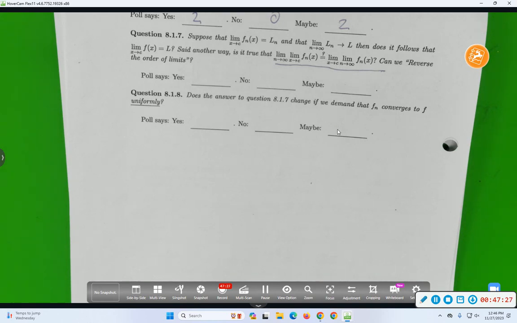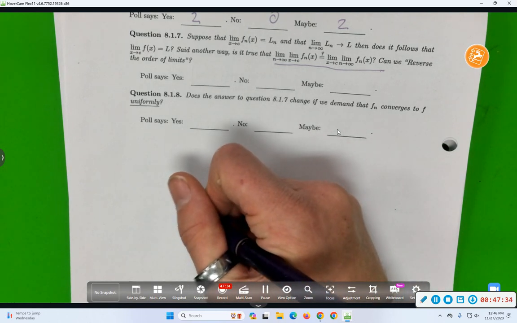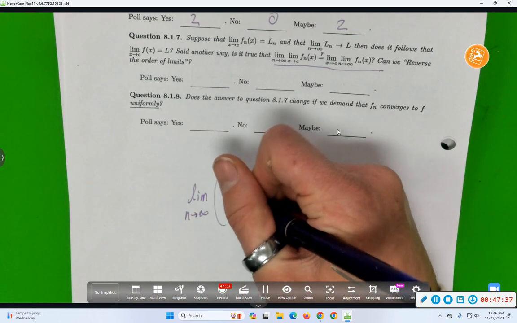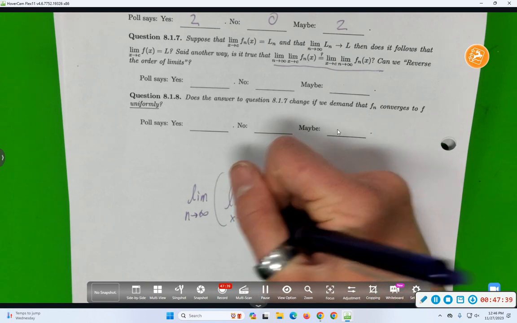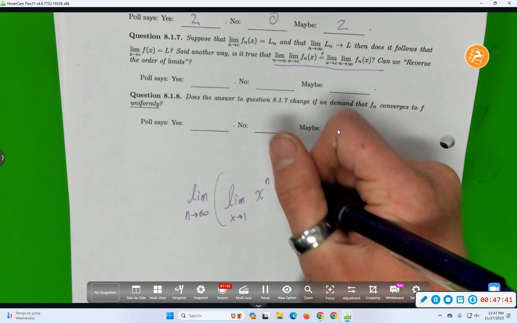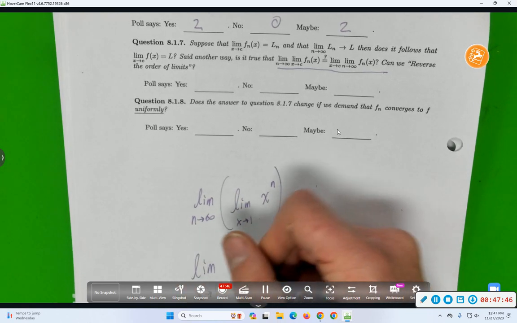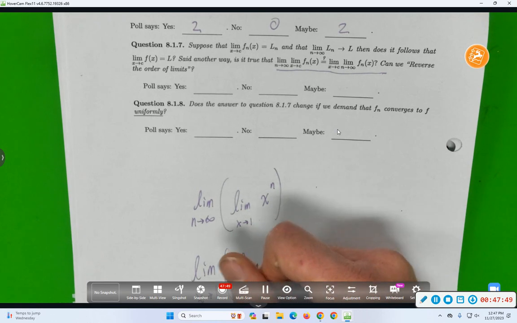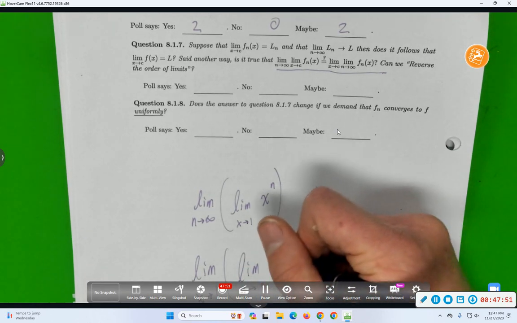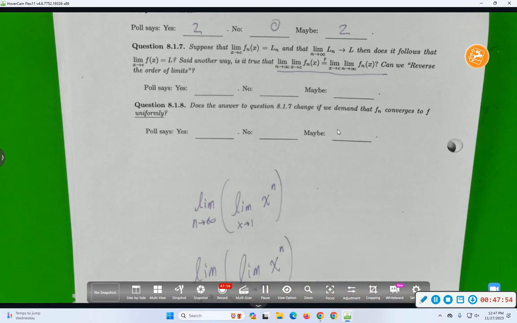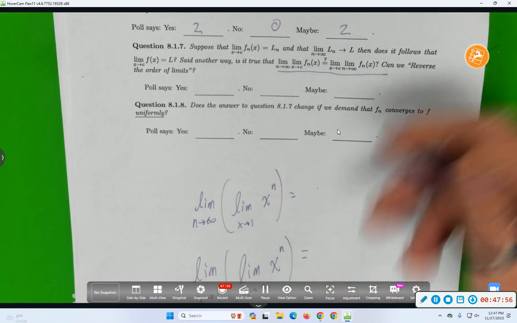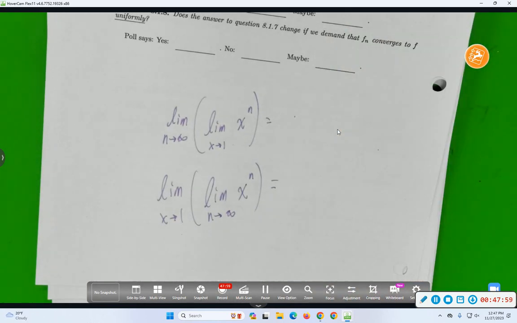And maybe we'll mess around with exactly the same example. Let's take the limit as n goes to infinity of the limit as x goes to 1 of x to the n, as opposed to the limit as x goes to 1 of the limit as n goes to infinity of x to the n. Let's try to compute those two limits. And I think we'll do it from the inside out.